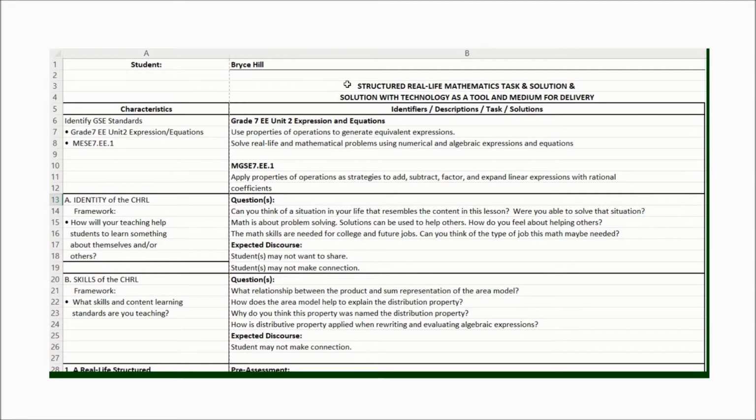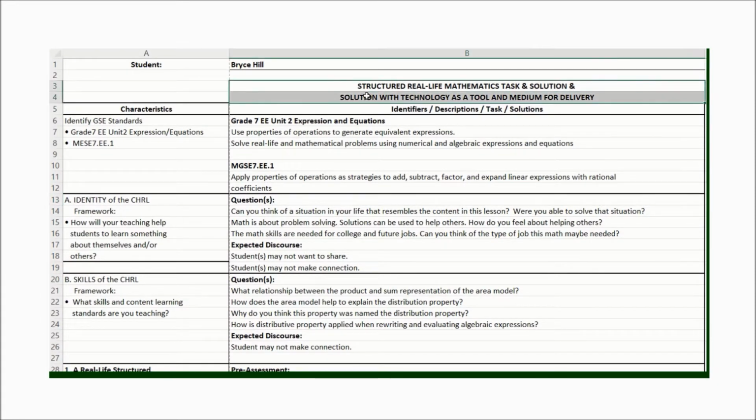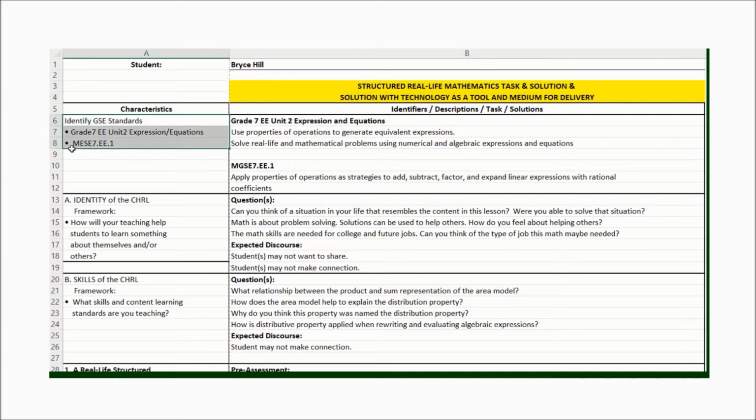To begin, I was asked to explain why I chose this real life math task. First, what we had to do was identify the GSE standards, which are here: grade 7, EE unit 2, which was expressions and equations.